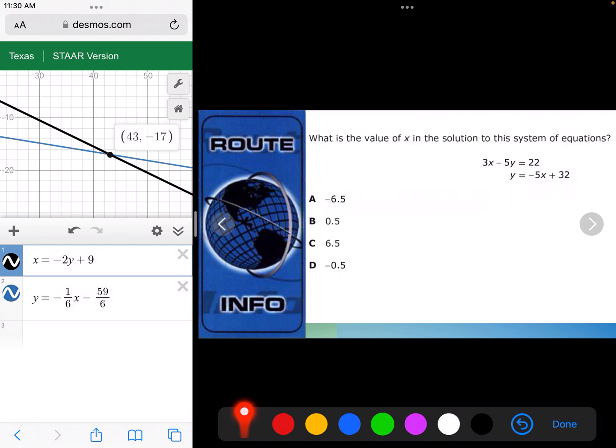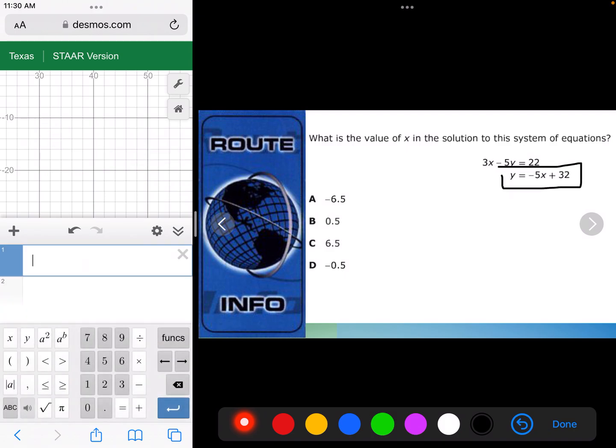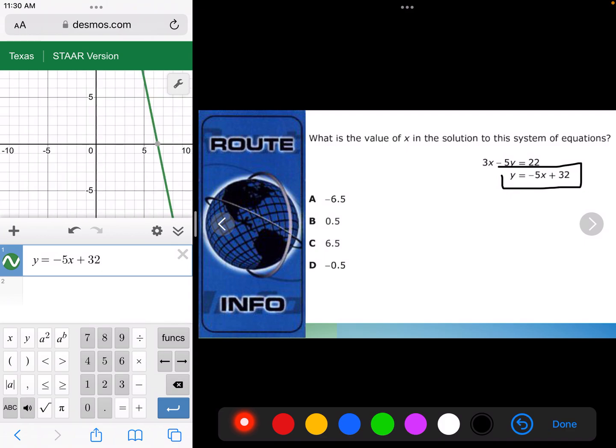So, what is the value of x in the solution of this equation? And actually, we're not going to do that last one, but all right, so the second one is good to go, so I can go ahead and graph that. So I'm going to graph y equals negative 5x plus 32. I hit home, there's my graph.